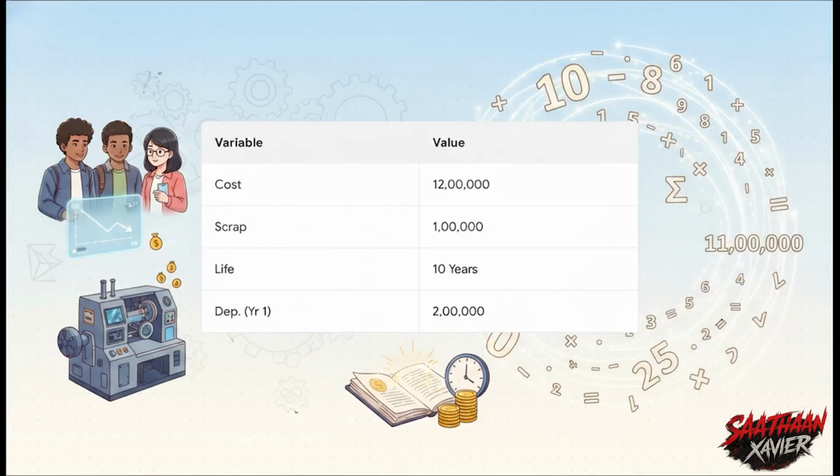Now, examiners literally love testing what we call accelerated methods. So let's break down an exact exam scenario. Akash buys a machine for 12 lakhs. It has a scrap value of 1 lakh and a 10-year useful life. Using the sum of the year's digits method, you don't use a flat percentage rate. Instead, you take the sum of the years, so 10 plus 9 plus 8, all the way down to 1, which equals 55. For year 1, you take the highest digit, which is 10, divide it by that 55, and multiply it by the depreciable amount. The depreciable amount is just the cost minus scrap, so 11 lakhs. Do the math, and that gives us exactly 2 lakhs for the first year.